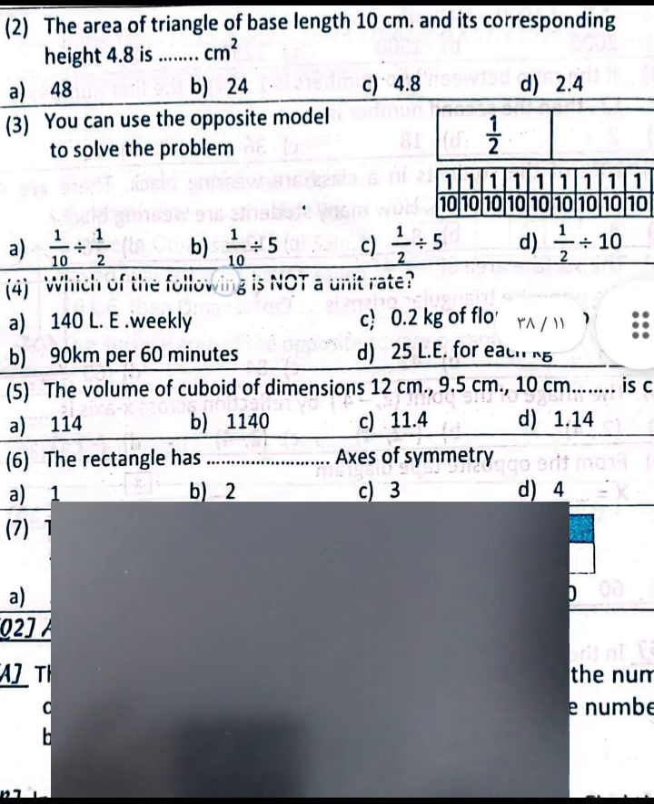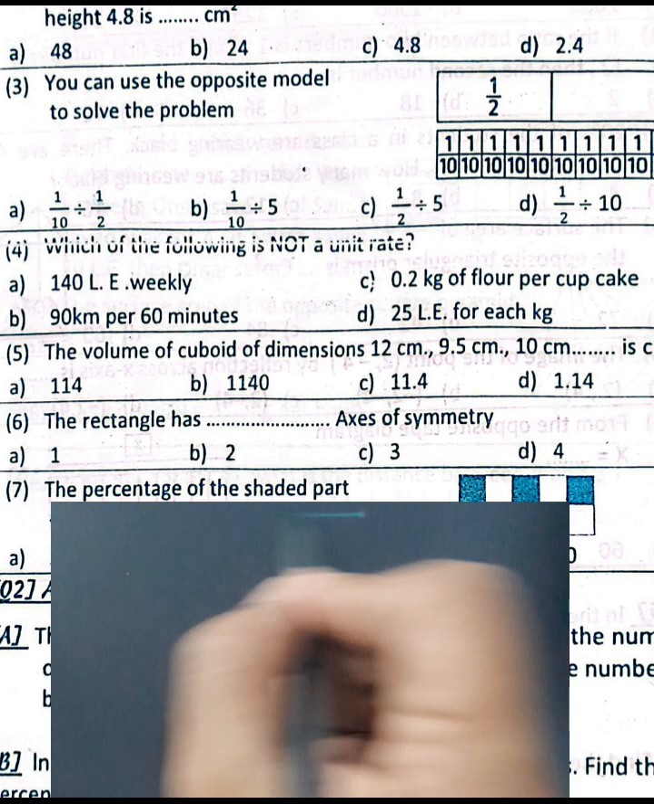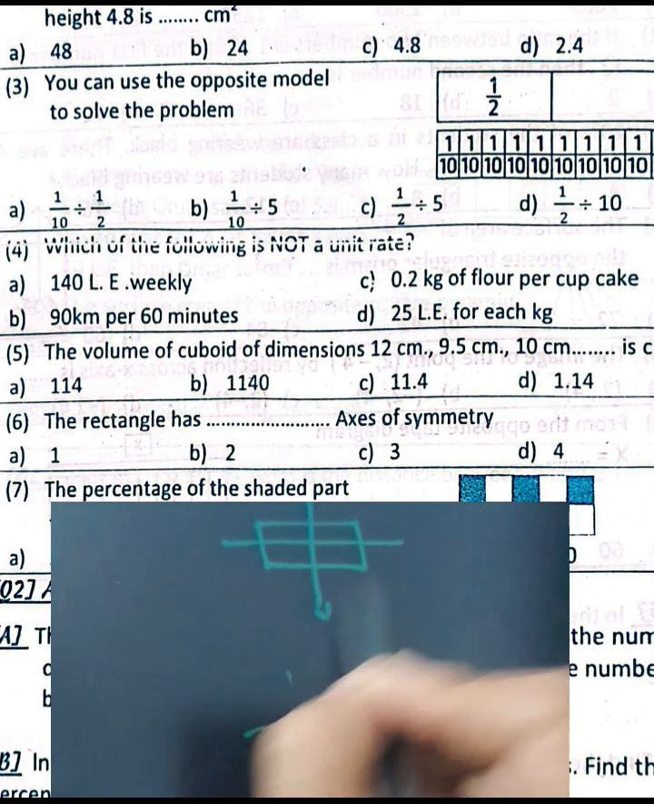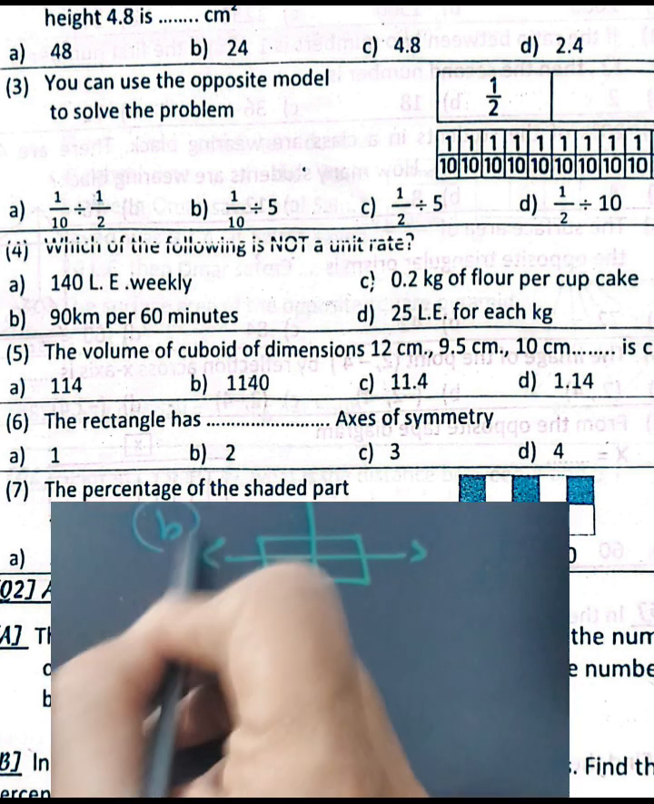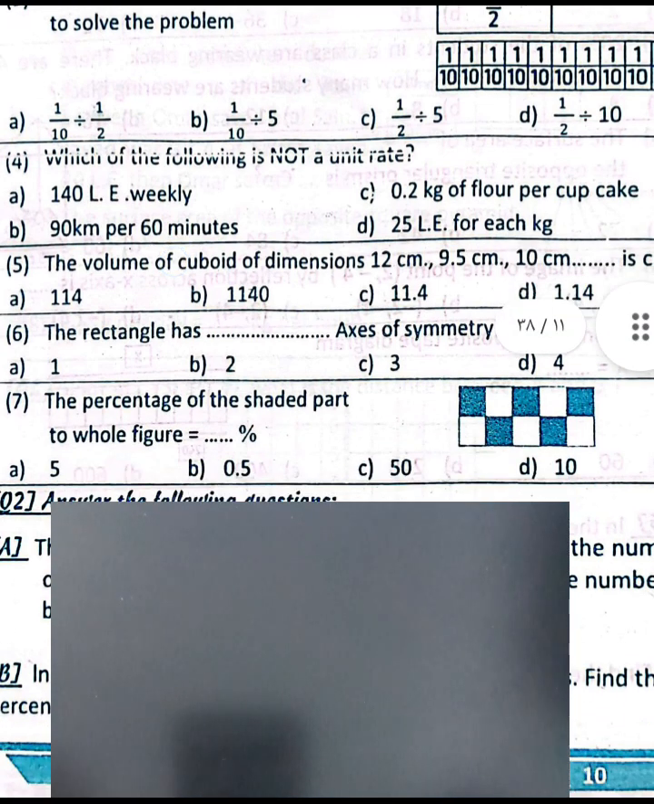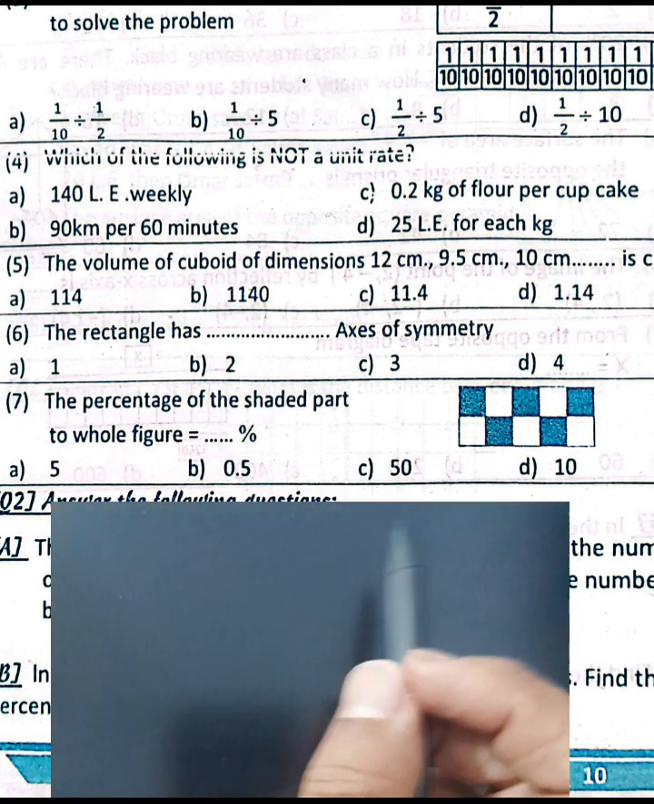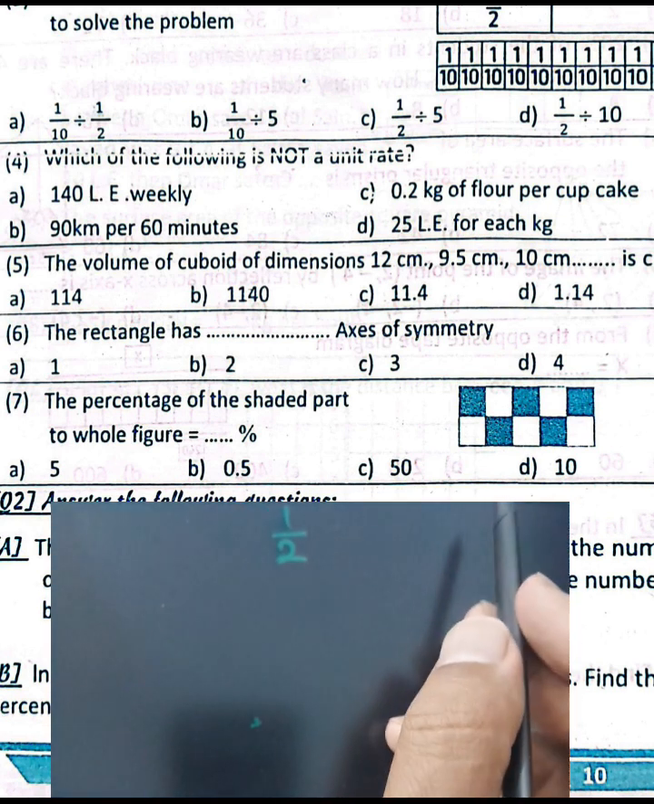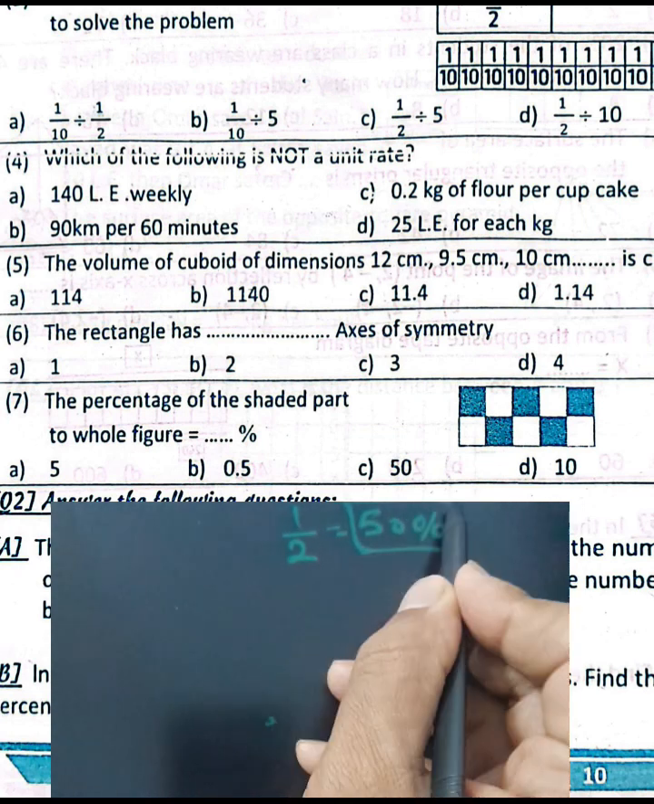Question number 6. A rectangle has 2 axes of symmetry. We have 2 axes of symmetry. Okay, choose letter P. Question number 7. The percentage of the shaded part to the whole figure equals what? He colored half of the rectangle here. Half will be 50%, then we must write 50%.